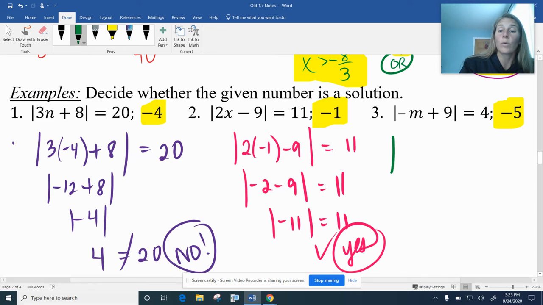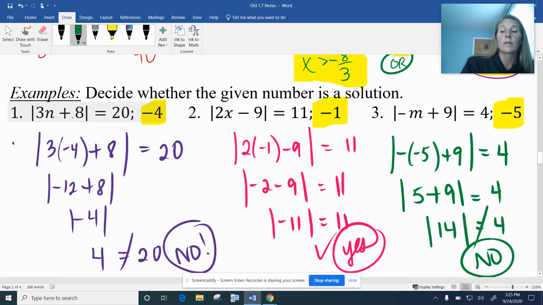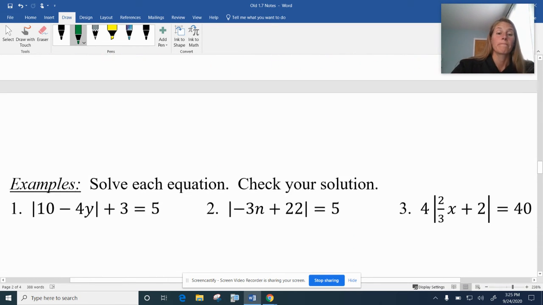And finally, the third one, we have a negative on that m, but then we're substituting in a negative 5, so be careful, make sure you accounted for that double negative. Negative times a negative makes that 5 positive, and that then equals 14. The absolute value of 14 does not equal 4, so that would be no, negative 5 is not a solution.